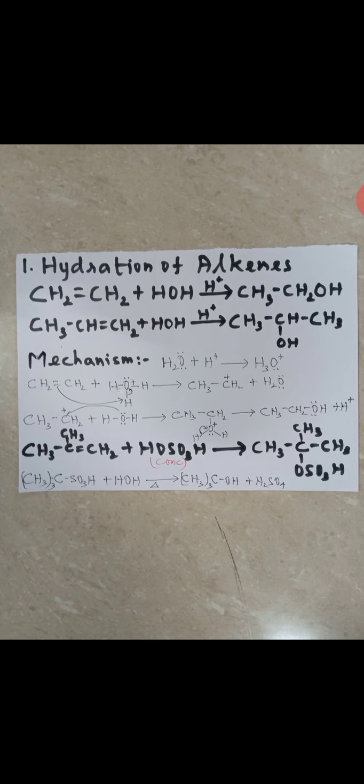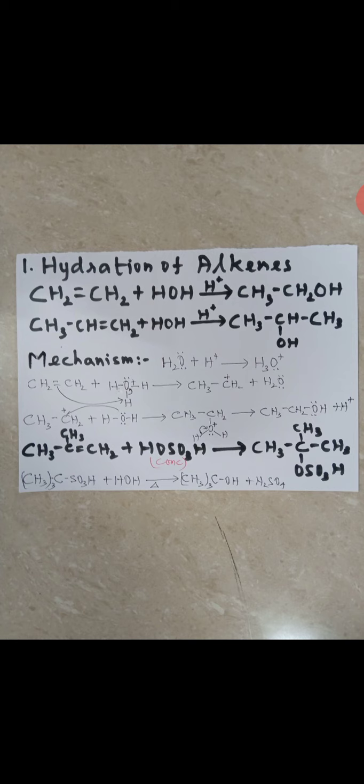In the first step, protonation takes place. Protonation means the proton, H plus ion, reacts with water to give you the hydronium ion, H3O plus. Now ethene reacts with this H3O plus to form a carbocation, CH3CH2 plus, and water is released. That step is nucleophilic addition of water on the carbocation, as you can see from the arrow I have given.